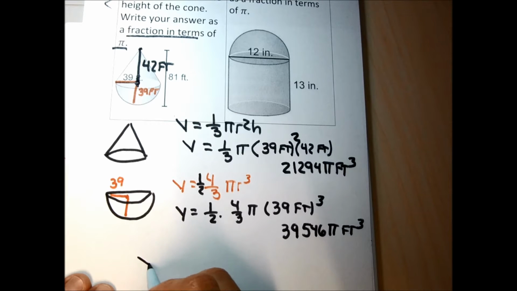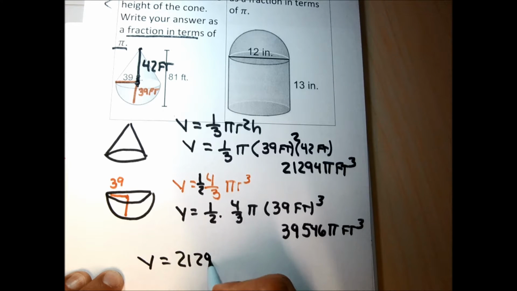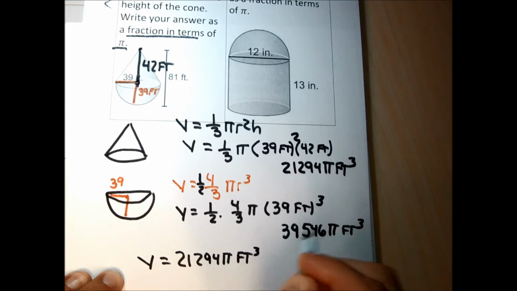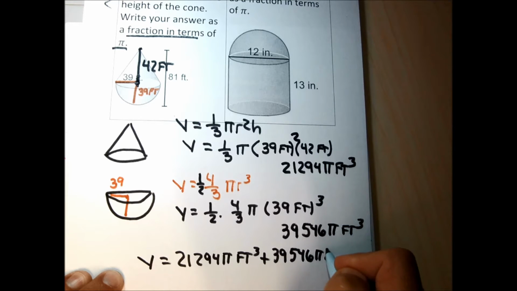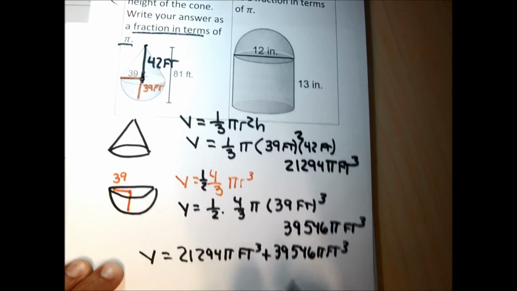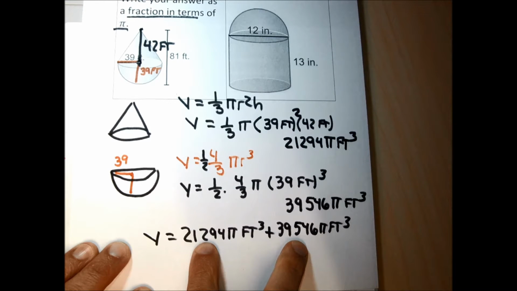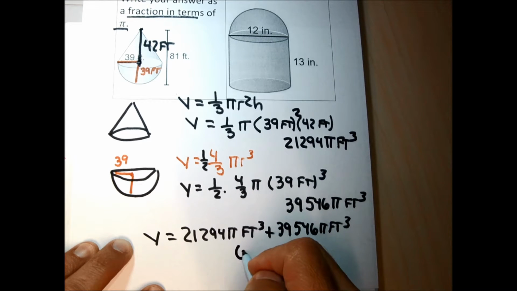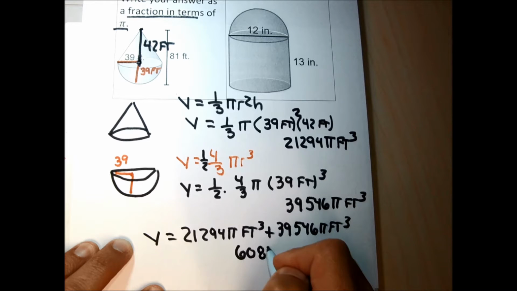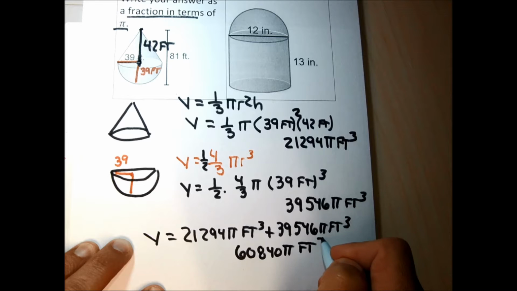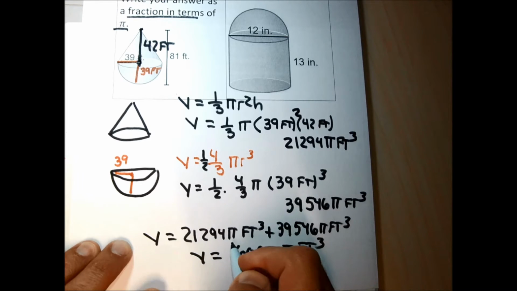So the total volume is going to be the 21,294 pi feet cubed plus the 39,546 pi feet cubed. And when you add the 21,000 and the 39,000, you get 60,840, and then pi feet cubed for the total volume.